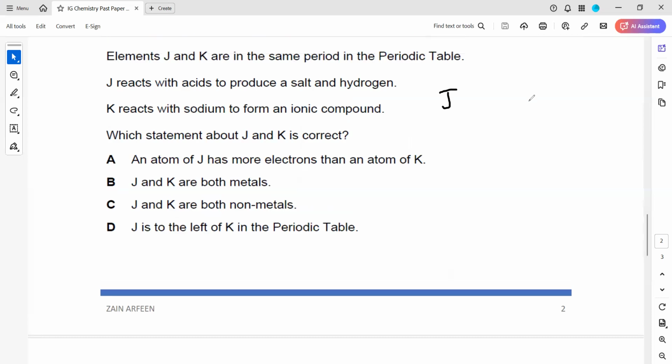So J is on the left and K is on the right because, as we move across the period, the number of electrons and number of protons both increase. So J will have fewer electrons and K will have more electrons. That's why statement A is wrong. Statement A says J should have more and K is having less.